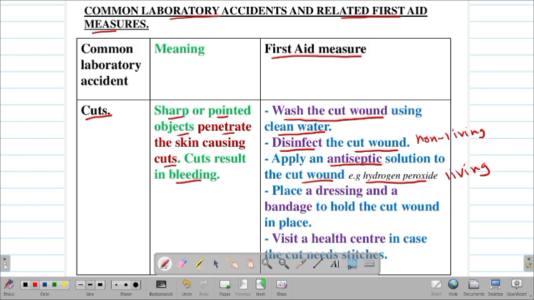Now, the fourth first aid measure in case of a cut is that you're supposed to place a dressing and a bandage to hold the cut wound in place. Of course, this is going to reduce bleeding and prevent contamination of that particular wound. The next first aid measure is that you're supposed to visit a health center in case the cut needs stitches. Remember, a stitch is simply a thread which is used to hold the edges of the wound together. Of course, this is going to fasten the healing process.